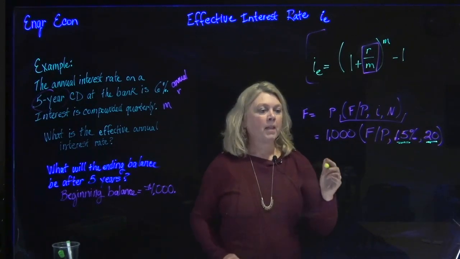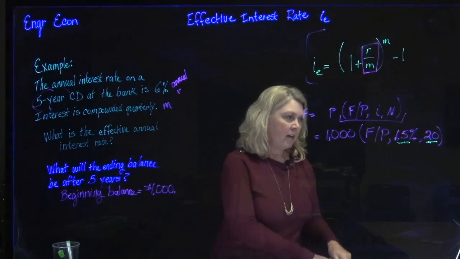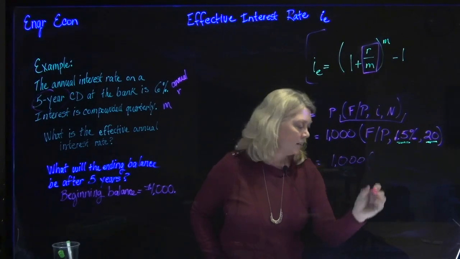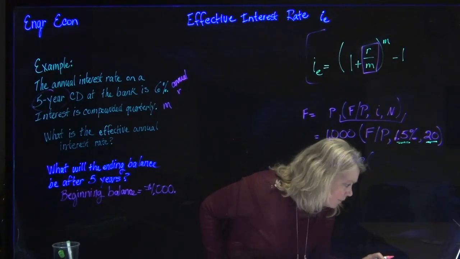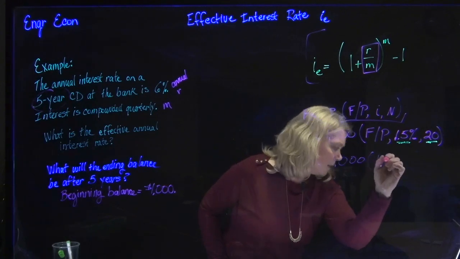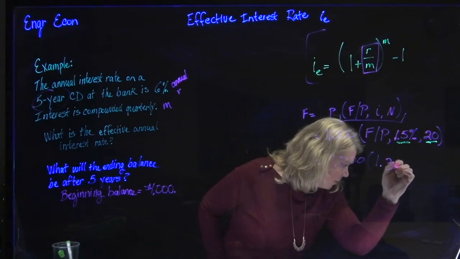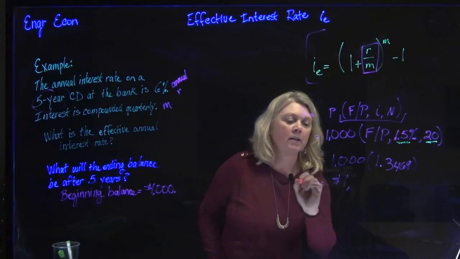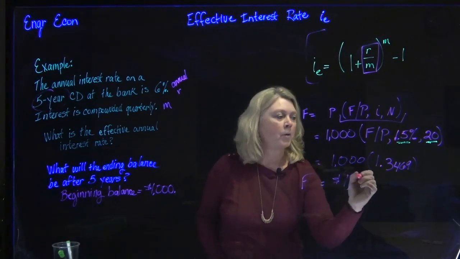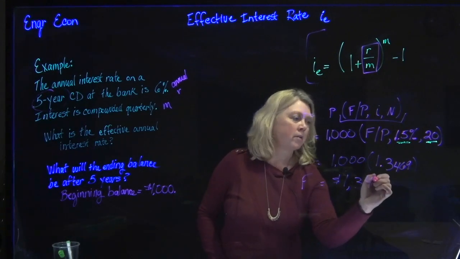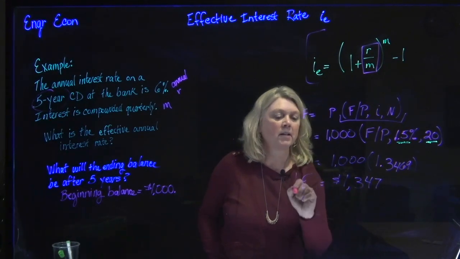All right. Then we can look up the factor from the interest table, and we have 1,000 times that interest factor, which is 1.3469. And so the ending balance, the future value in that account would be $1,347. Let's just round it to that.